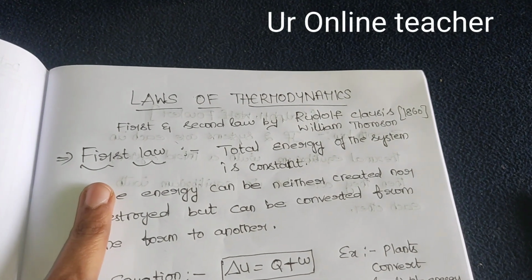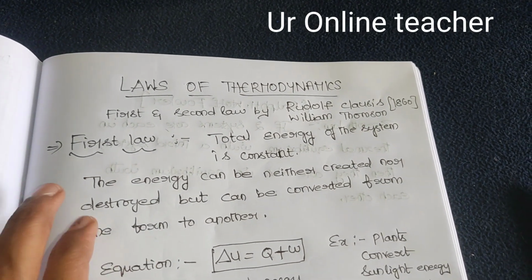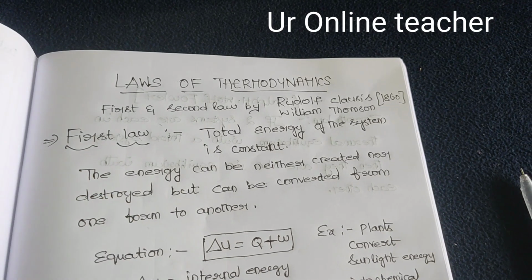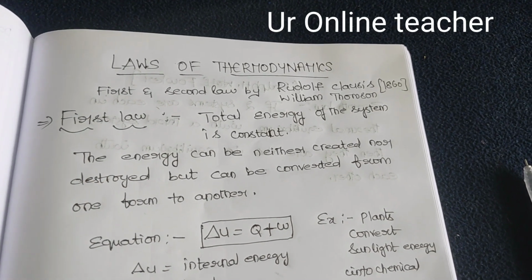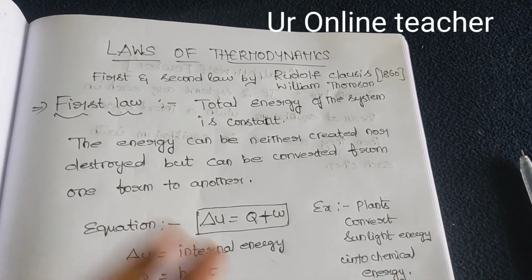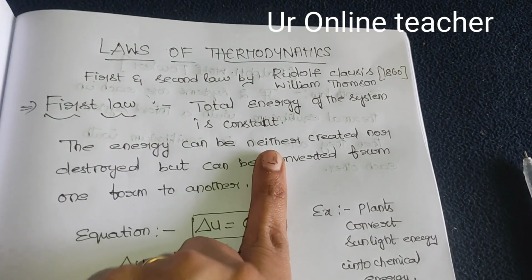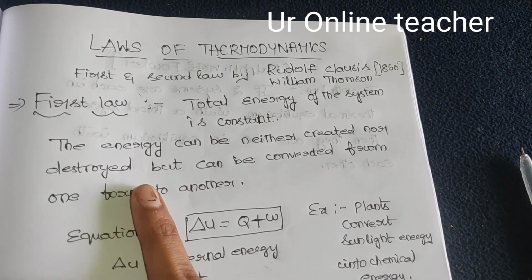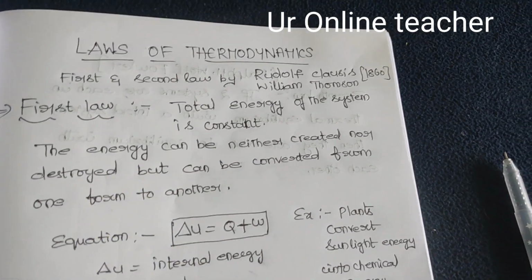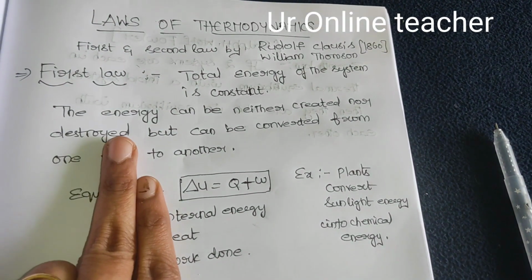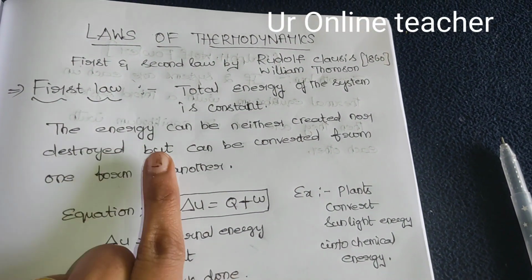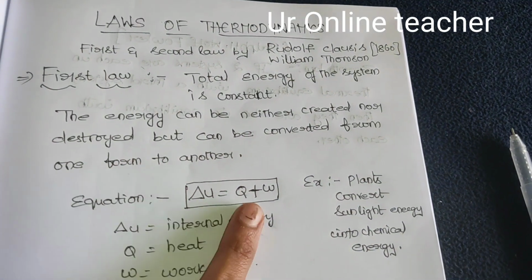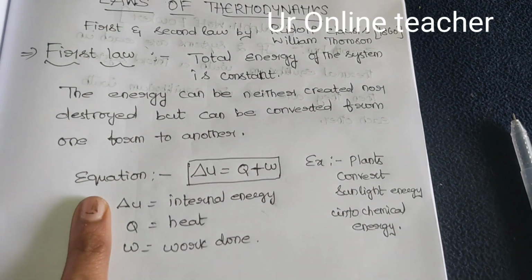According to the first law, the total energy of the system is constant. The energy will be the same anywhere; it will not be changed. We cannot create energy or destroy energy, we can only convert it from one form to another. So energy can be neither created nor destroyed, but we can convert it from one form to another. It is written in equation form.